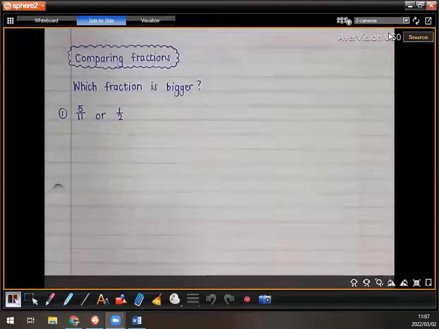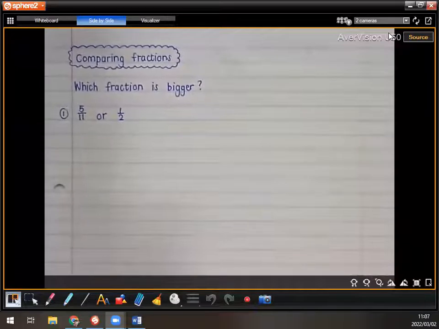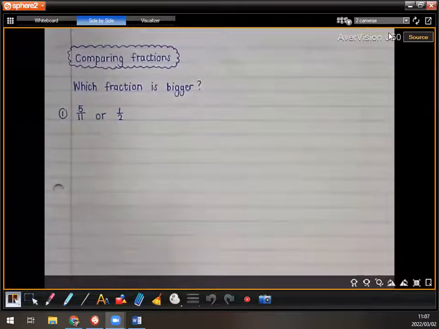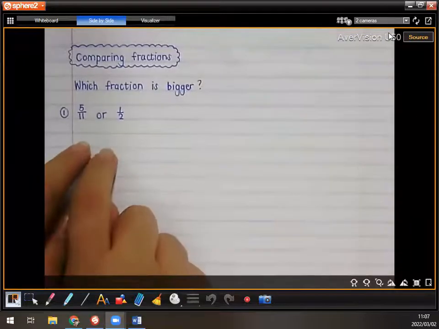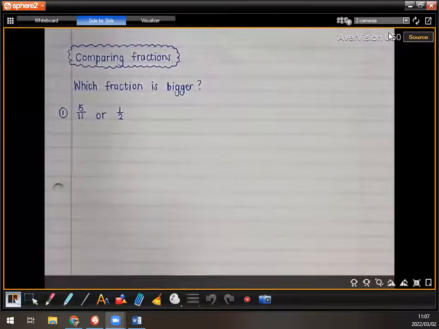Okay, guys, which fraction is bigger, 5 over 11 or 1 over 2? If you can do it by inspection, it's fine, but you won't always be able to. So I'm going to show you a method now that you can always use, no matter what the fractions are, that will always work. Like we did when we added and subtracted, we could only add and subtract fractions if they have the same denominator. The same thing is true here. We can only compare fractions if they have the same denominator.